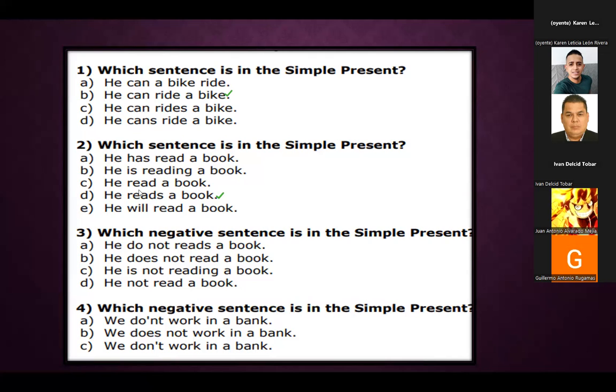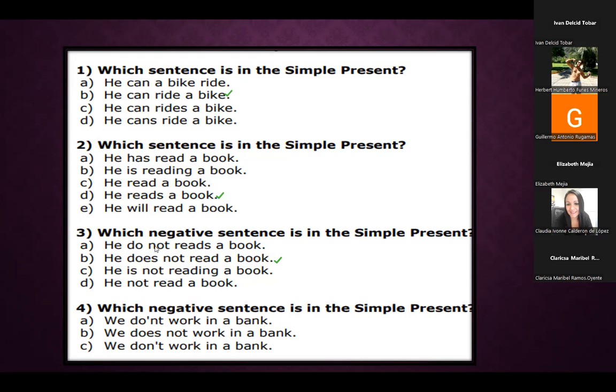Okay. Three. Which negative sentence is in the simple present? Number three. Letter A. Nope. Letter B. Letter B. Okay, ¿por qué no es la letra A? Porque dice he do not. Y do not no existe porque cuando utilizamos he, la negación es con does not. Okay, number four. Which negative sentence is in the simple present? Letter C. Yes, sir. Yes, ma'am. Good, excellent. Okay, next.